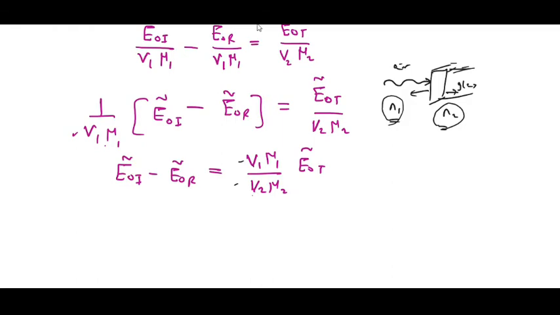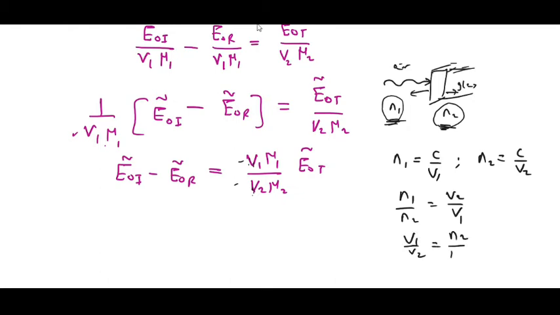Therefore, instead of V1 and V2, where V1 is the wave velocity in medium 1 and V2 is the wave velocity in medium 2, calculation of the wave velocity is quite difficult compared to the refractive index. One can easily get the refractive index. So how can I connect the velocity to the refractive index? We know N1 is equal to C by V1, because refractive index is nothing but C by V. Similarly, N2 is equal to C by V2. Therefore, N1 by N2 is equal to V2 by V1, as C cancels out. Taking the reverse, V1 by V2 is equal to N2 by N1. So I replace V1 by V2 with N2 by N1.